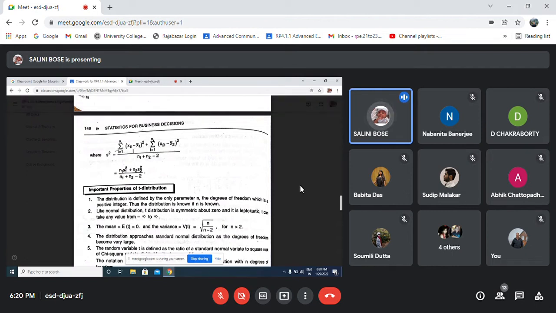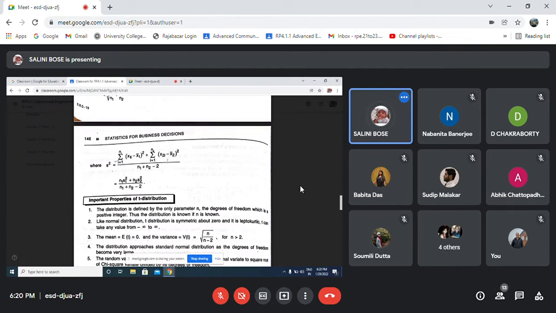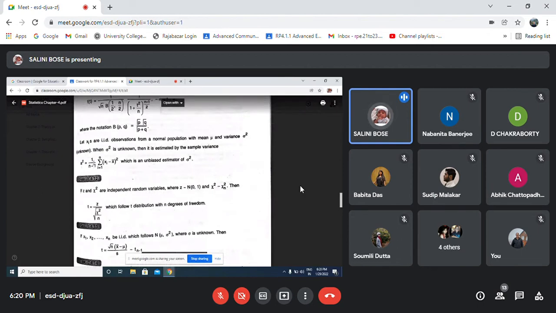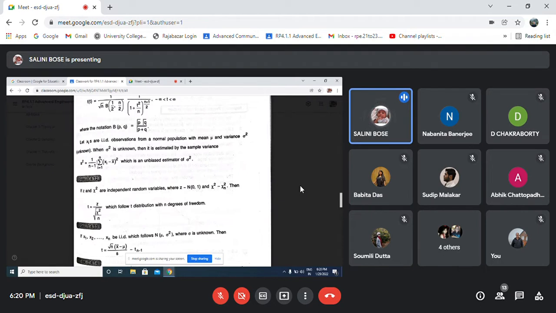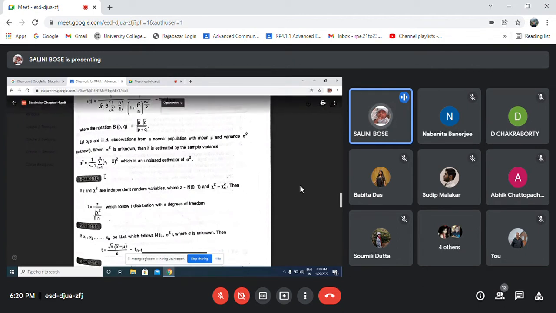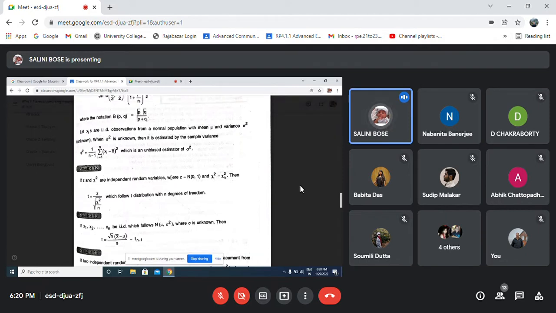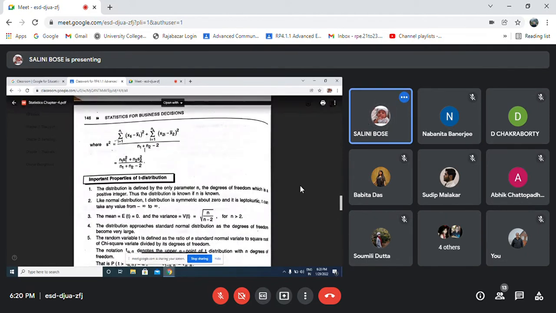So for two different samples, if you take n1 minus 1 and n2 minus 1, the total degree of freedom will be what? It will be n1 plus n2 minus 2. Because you know the standard formula is this, and for two individual samples, n1 minus 1 plus n2 minus 1 stands for n1 plus n2 minus 2. That is why it is written like this. Clear?